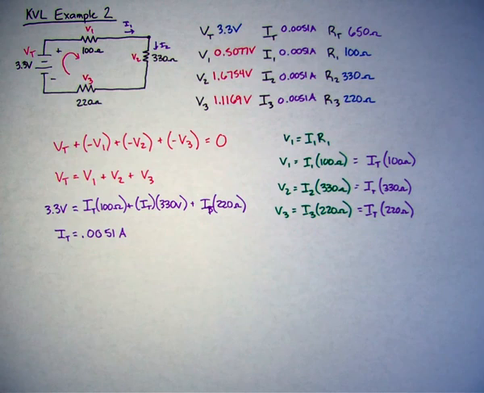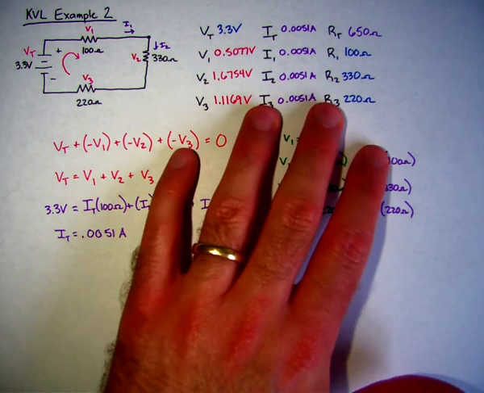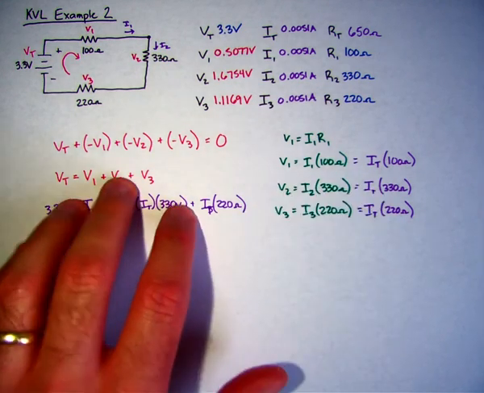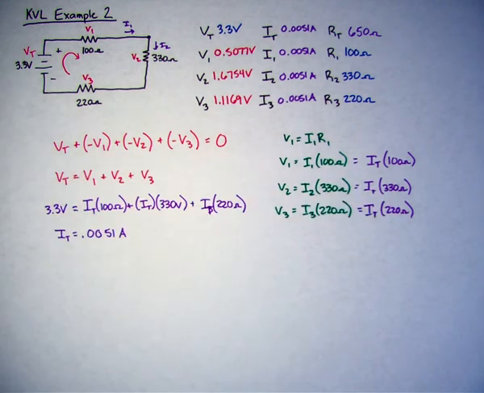But it's the same type of analysis, and it's the same type of result that you would get if you just use your series circuit rules. The series circuit rules come from KVL and KCL, and that was the whole point that I wanted to show you with this problem.